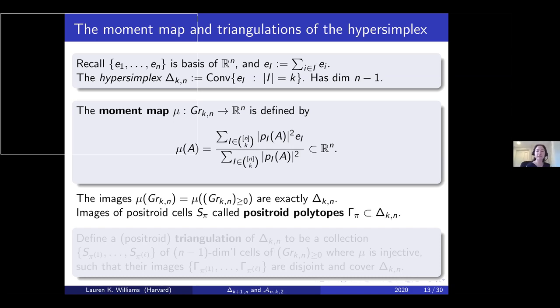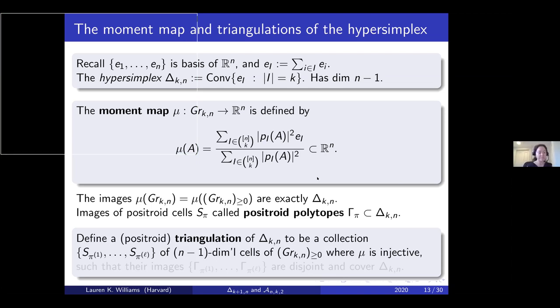And if I start with any positroid cell, then the image of my cell is a polytope, which is called a positroid polytope. And I think I mentioned very briefly that the positroid cells of the Grassmannian are indexed by decorated permutations, or if you like, affine permutations. And so I'm indexing both the cells and the polytopes by that permutation π.